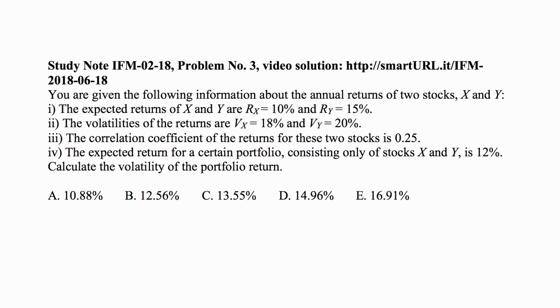Now, volatility means the square root of the variance of the return, so it's a standard deviation. The correlation coefficient of the returns for these two stocks is 0.25. The expected return for a certain portfolio consisting only of stocks X and Y is 12%. Calculate the volatility of the portfolio return.